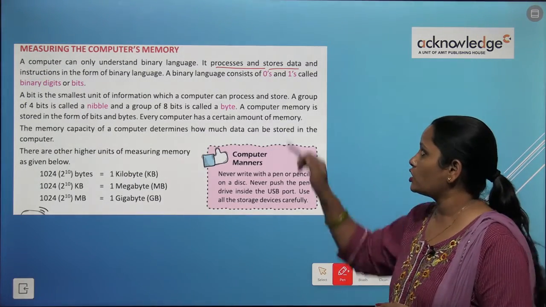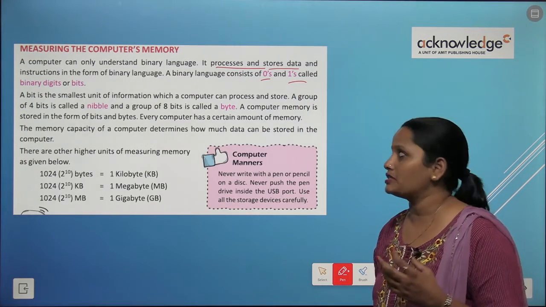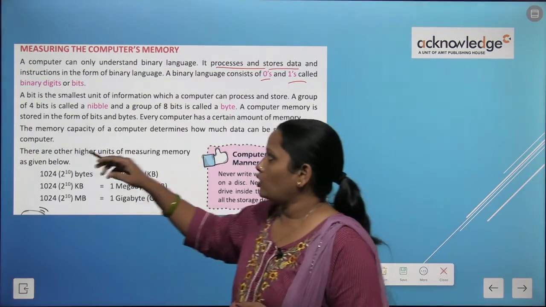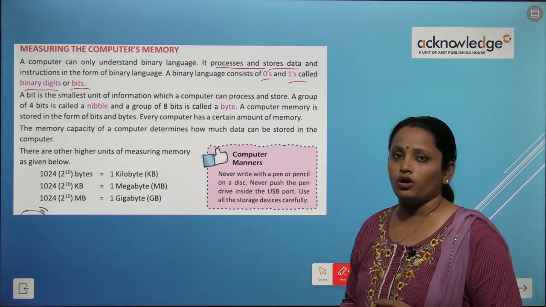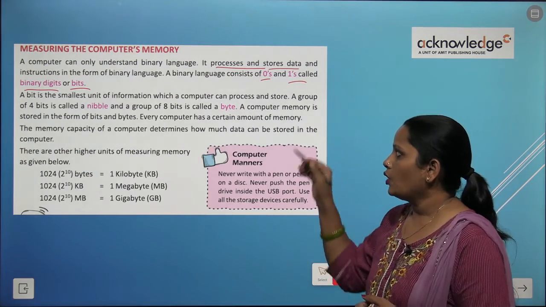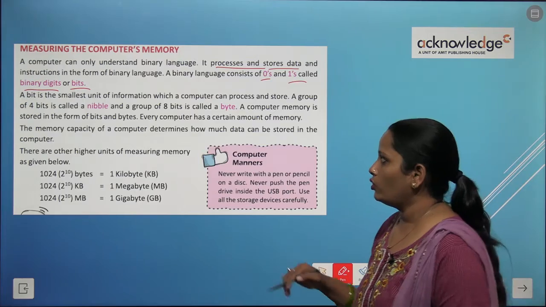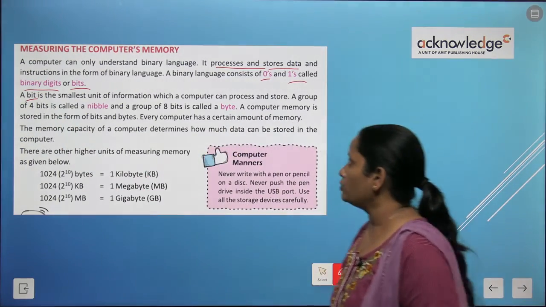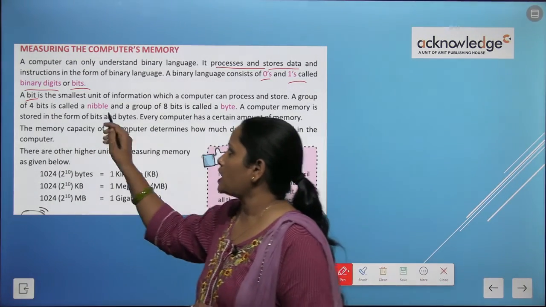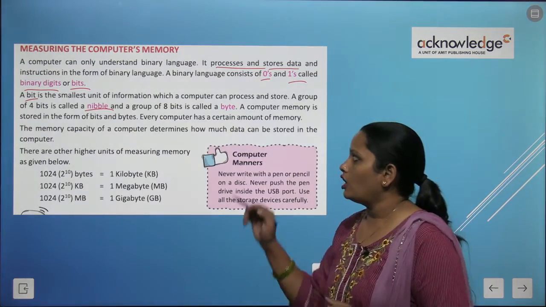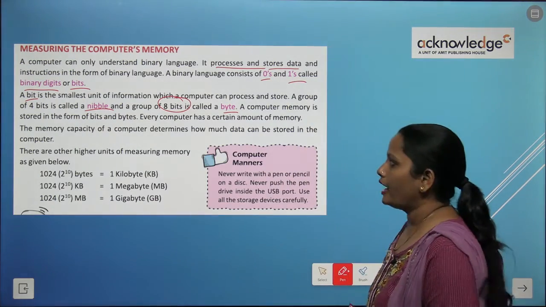अब बाइनरी लैंग्वेज consists of 0 and 1. सो बाइनरी लैंग्वेज जो कंप्यूटर की जो लैंग्वेज है उसमें वो 0 और 1 को ही समझता है. And these are called binary digits or bits. इन्हें बाइनरी डिजिट या फिर बिट्स कहा जाता है. A bit is the smallest unit of information which a computer can process and store. So सबसे छोटी जो यूनिट है वो होती है हमारी बिट, जिसे आराम से कंप्यूटर प्रोसेस कर सकता है या स्टोर कर सकता है. A group of 4 bits is called a nibble. तो जब 4 बिट मिल जाते हैं तो उसे निबल कहा जाता है. And a group of 8 bits is called a byte. और 8 बिट्स जब एक साथ मिलते हैं तो उसे बाइट बन जाता है.